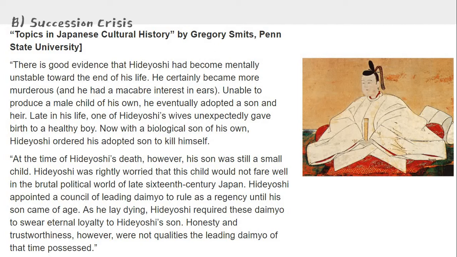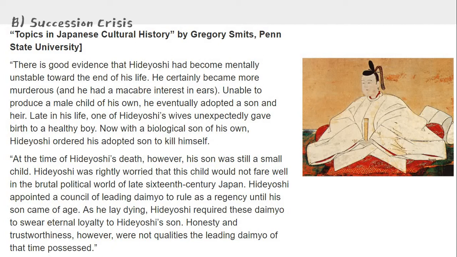As it notes here, Hideyoshi adopted a son and heir because his wife wasn't able to provide one for him. But later in his life, one of his wives gave birth to a healthy son, and so Hideyoshi ordered his adopted son to kill himself. Then, right after this, Hideyoshi died. So this is somewhat problematic because Hideyoshi has now killed his of-age adopted son, or had him kill himself, and now has an infant who's going to rule.